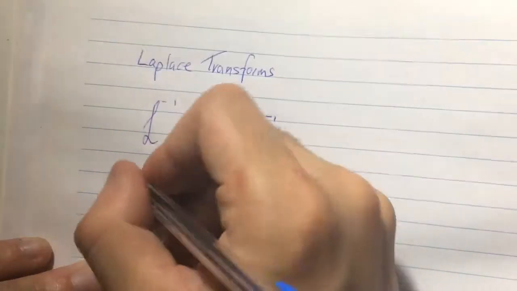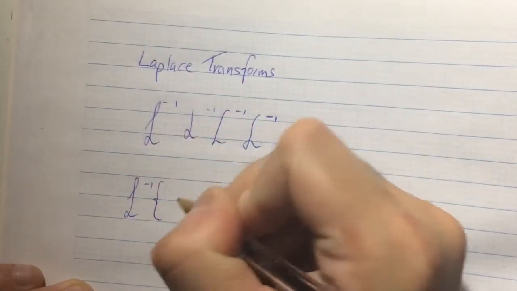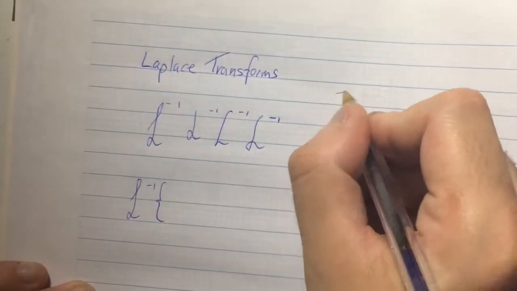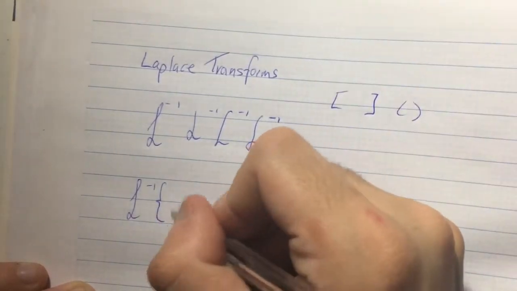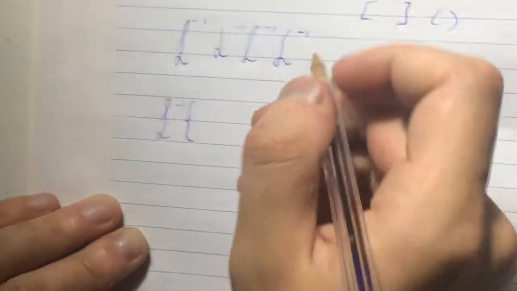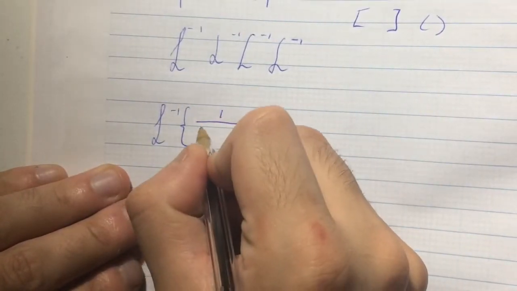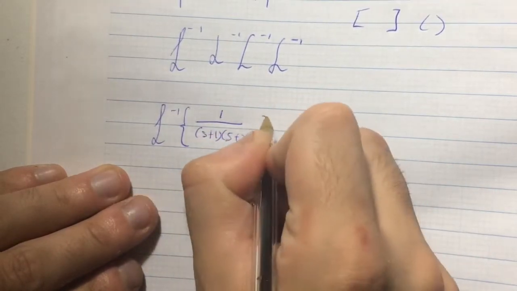So we're going to take the inverse Laplace transform of... Oh yeah, and by the way, when you take Laplace transforms, instead of brackets or parentheses, you use curly braces. So that's a change of pace, whatever. We're going to take the inverse Laplace transform of 1 over (s plus 1)(s plus 2).